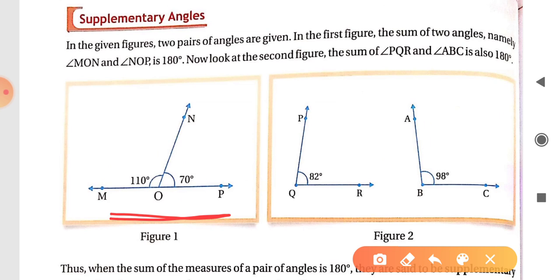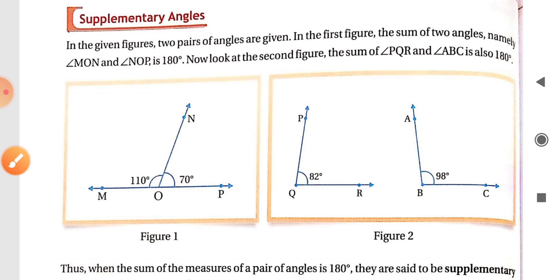Here a figure is given. Angle MON and angle NOP are 110 degrees and 70 degrees, and the sum of both angles is 180 degrees, so they are supplementary angles. Here they are adjacent angles. We can also say that 110 degrees is the supplement of 70 degrees and 70 degrees is the supplement of 110 degrees.